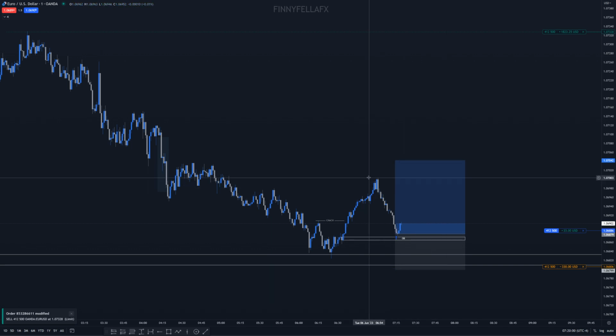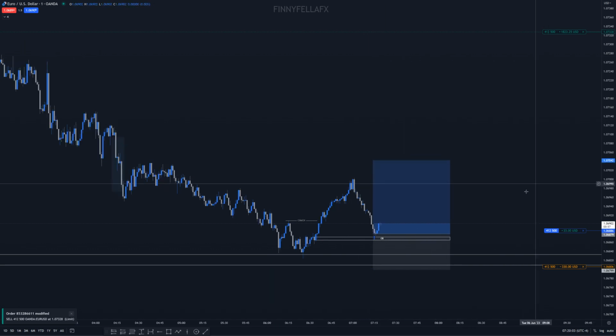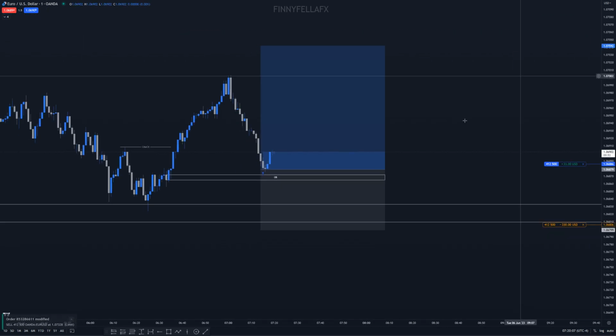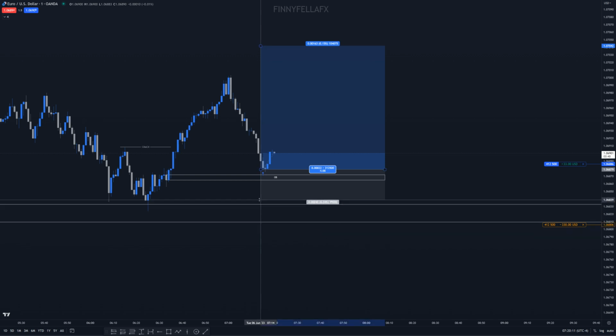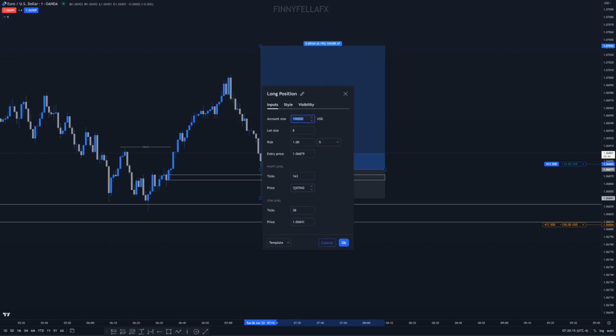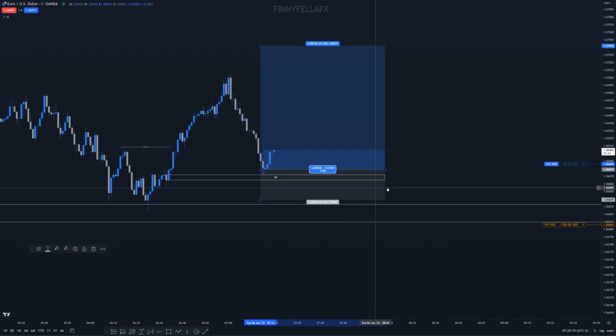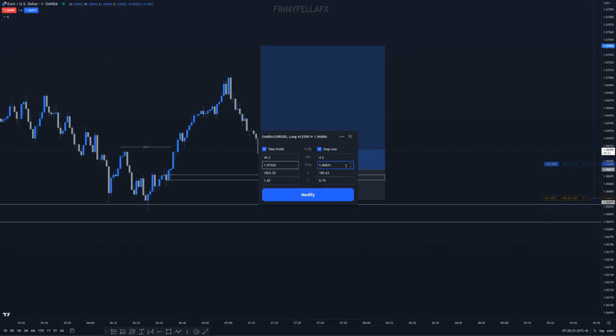If I take out this high, I absolutely will be moving my stop loss to entry. I do feel that I should move my stop loss now at least to below this order block, which would leave me with half my risk. So a 40 pip, or sort of 4 pip.